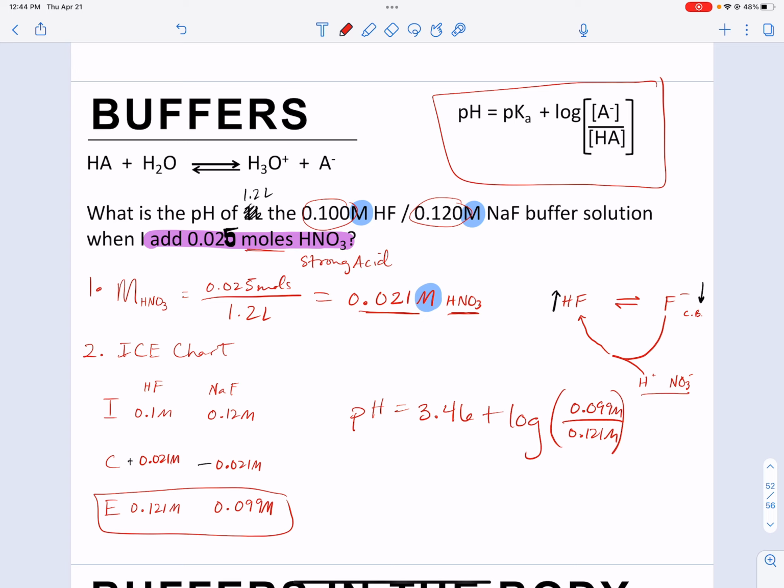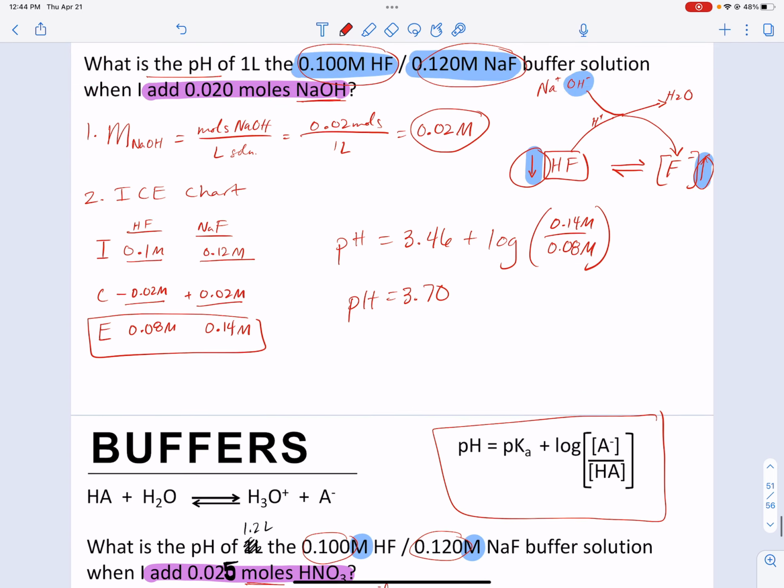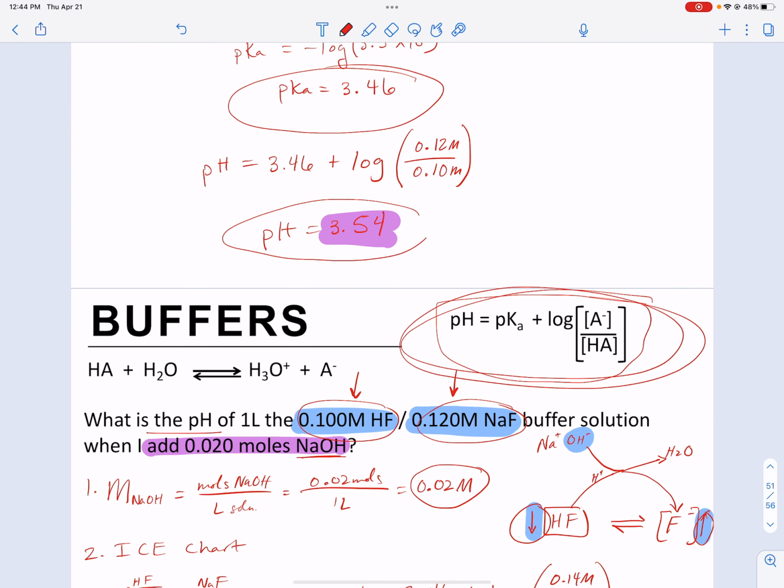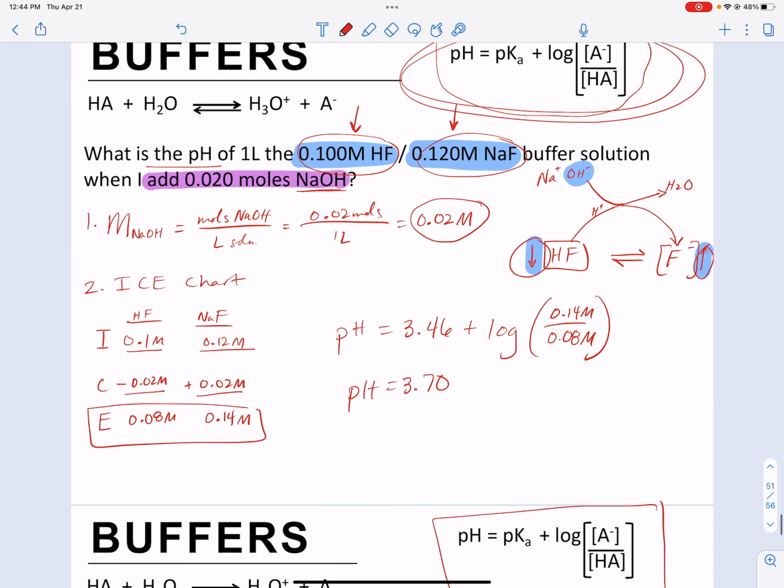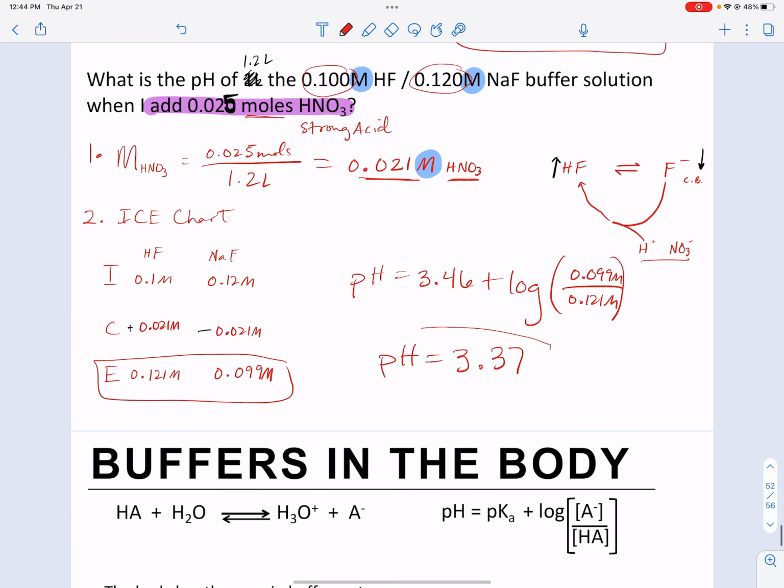So now we just plug all this into our calculator. And we see that our new pH, once we have neutralized all the HNO3, is 3.37. So the pH dropped. The initial pH was 3.54 when we added base. It was raised up to 3.70 when we added acid. It dropped to 3.37, but it is maintained around 3.5. So not bad.